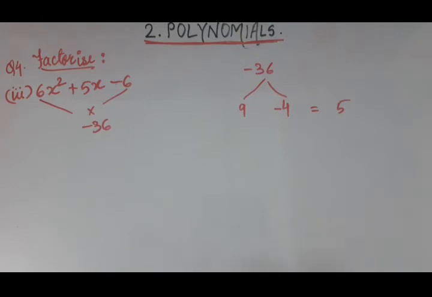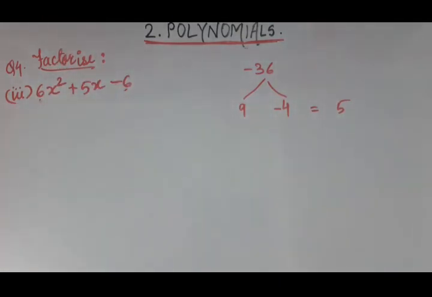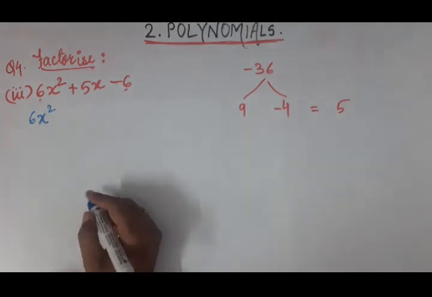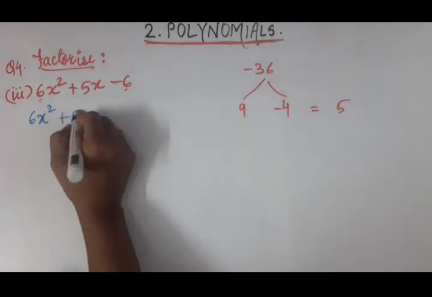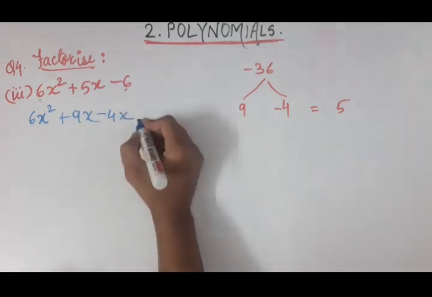Use them. So the next step will be write the first term as it is, that is your 6x square. Then split the middle term 5x as plus 9x minus 4x. And the third term minus 6 as it is.